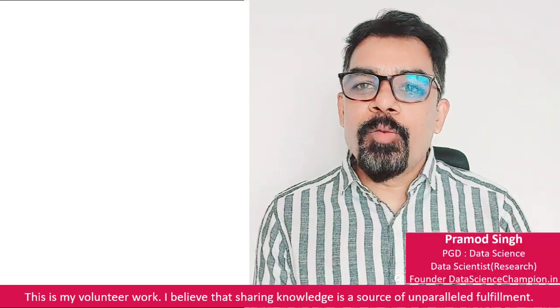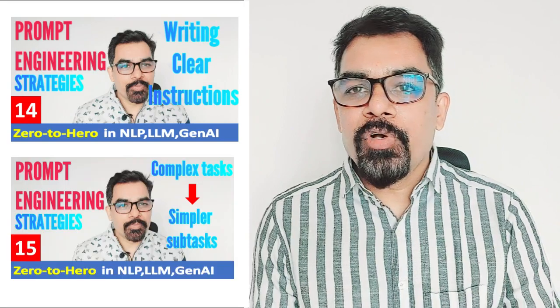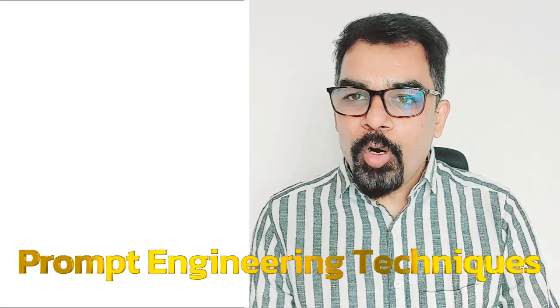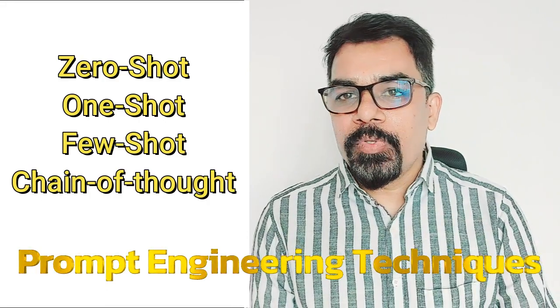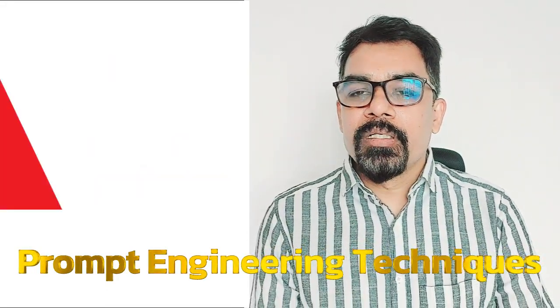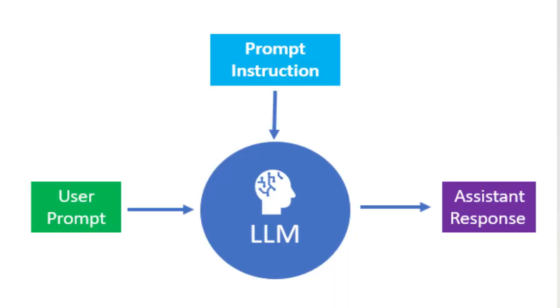So far in our prompt engineering chapter, we learned about what prompt engineering is, and we also learned about different prompt strategies. In prompt engineering, there are different prompt techniques. In this video, we are going to learn zero-shot prompting, which is a very useful technique when dealing with language models. Zero-shot prompting refers to a scenario where you instruct the language model to do a specific task without retraining or providing any examples to the model.